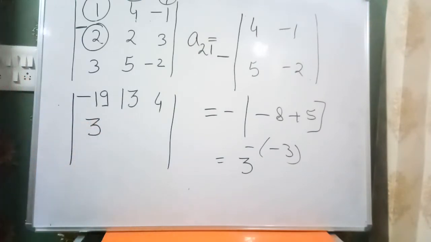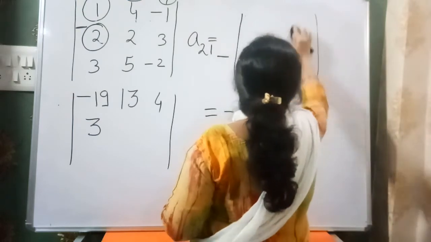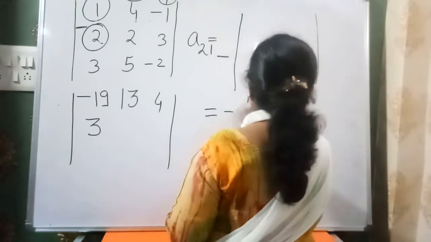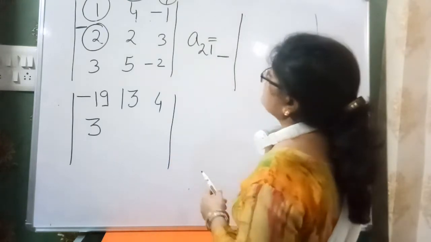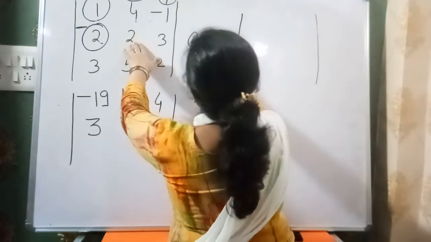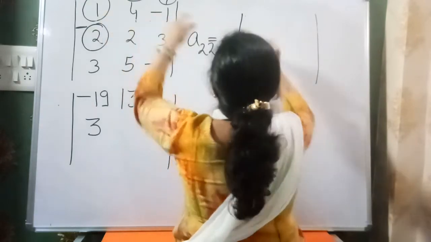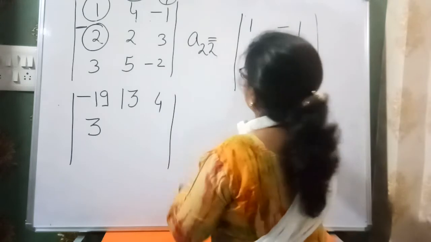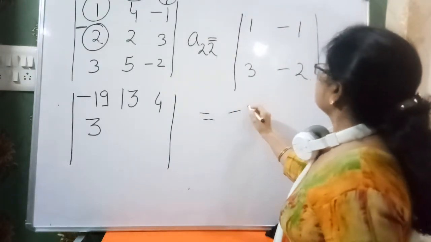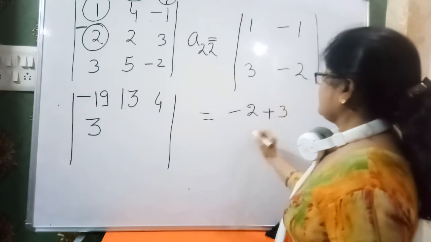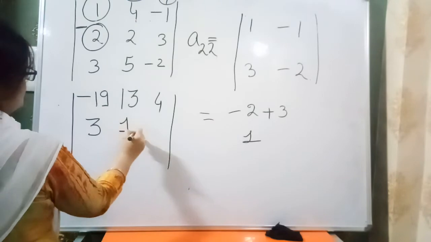Clear? Now for the next place, just find out what's the value. For the 2, we have here 2, 2, and this minus sign got there. We have 1 minus 1 and 3 and minus 2. Clear? Now solve it. Minus 2 plus 3, that means 1. So for this place we have the value 1.